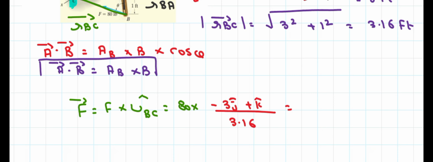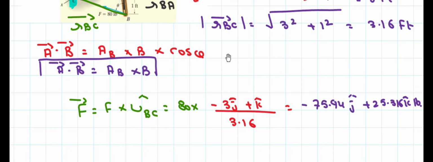So you will get negative 75.94 j cap. And similarly, 80 times 1 divided by 3.16, so it becomes positive 25.316 k cap pounds. Now we have the vectorial form of force. So we can easily find the projection of the F vector along the BA segment.